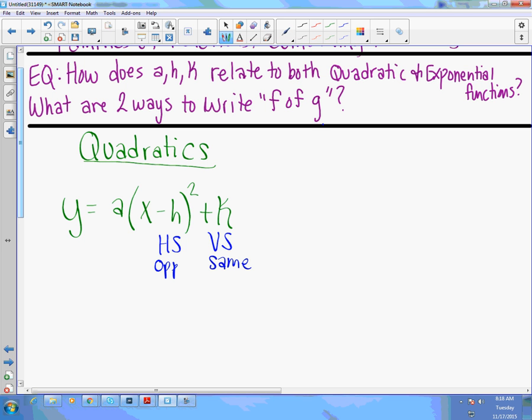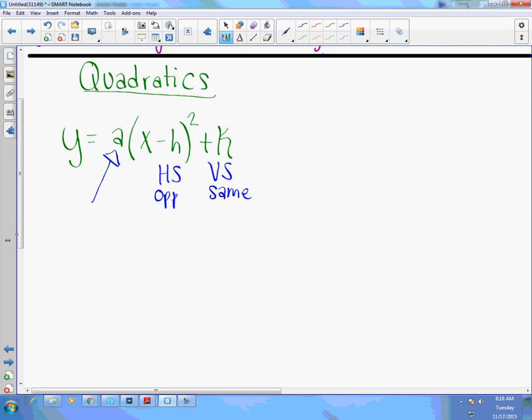Okay, now A, the multiplier, does a lot of things. So we list three different things that A does. Who remembers one? Okay, what is the flip? When A is negative. So when A is less than 0, the graph is effectively a vertical flip.